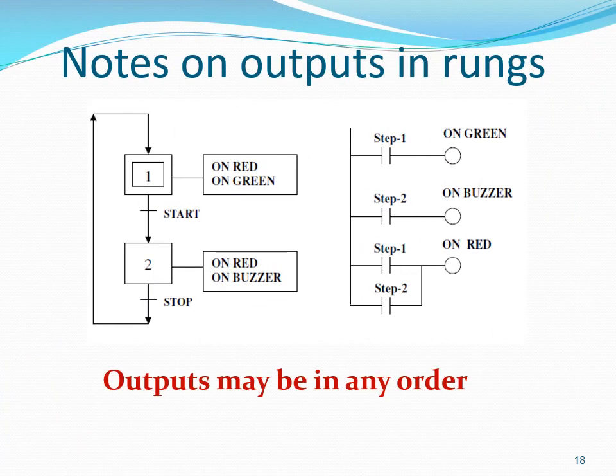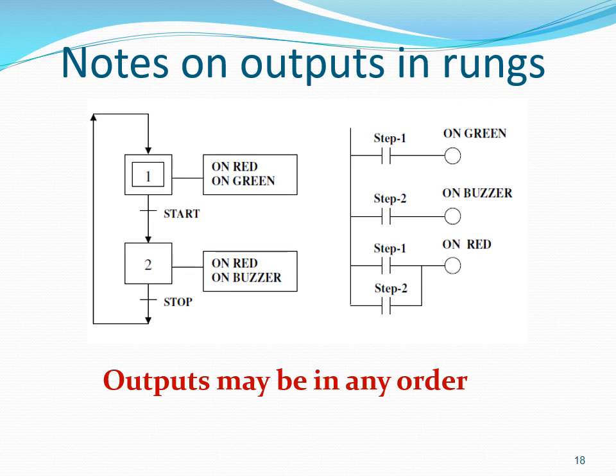Let's have a look at some points of note when writing PLC programs using ladder diagrams. The first point is that outputs may be connected in any order. For instance, in this example, we can begin with the rung for the green light, then go to the rung for the buzzer, then go to the rung for the red light.